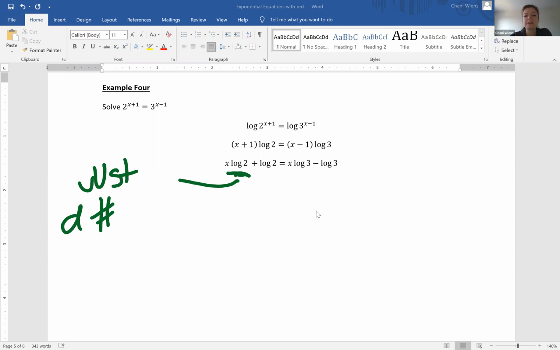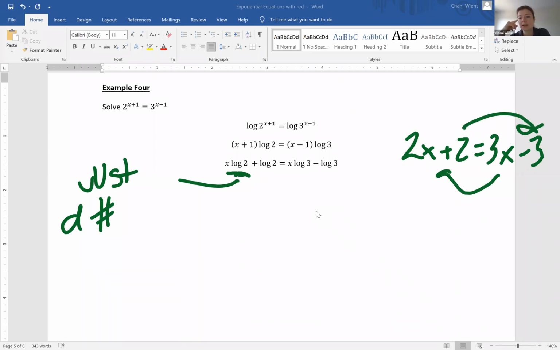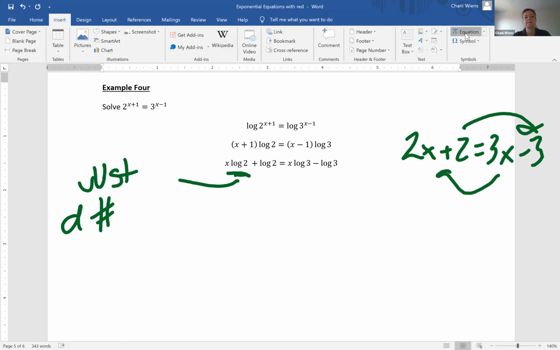But let's pretend that this was like 2x plus 2 equals 3x minus 3. What would you do? You would move everything with an x to one side and you would move everything that's just a number to the other side. So that's exactly what we're going to do here, folks. I often rewrite it like this just to remind myself of what I'm actually doing and what techniques are available to me.